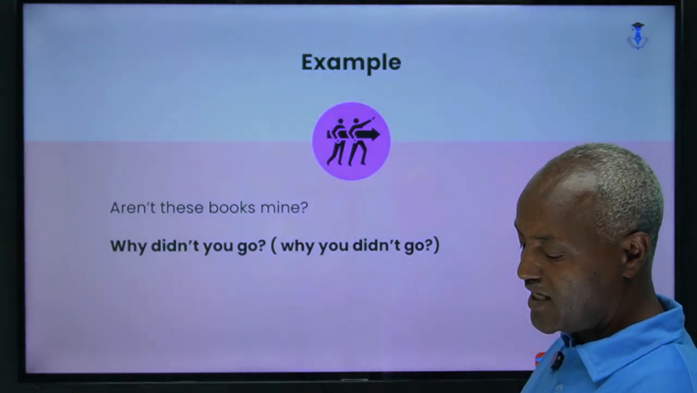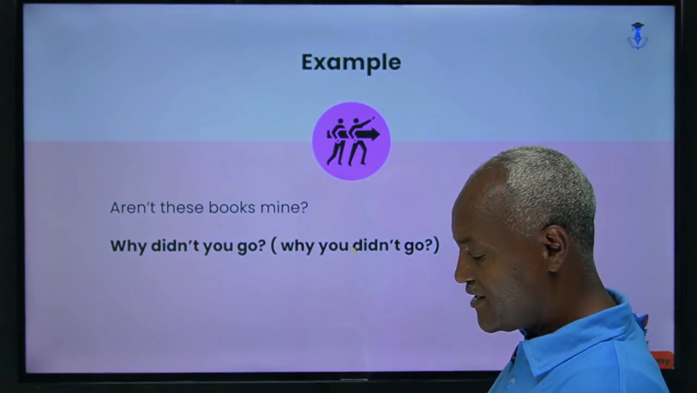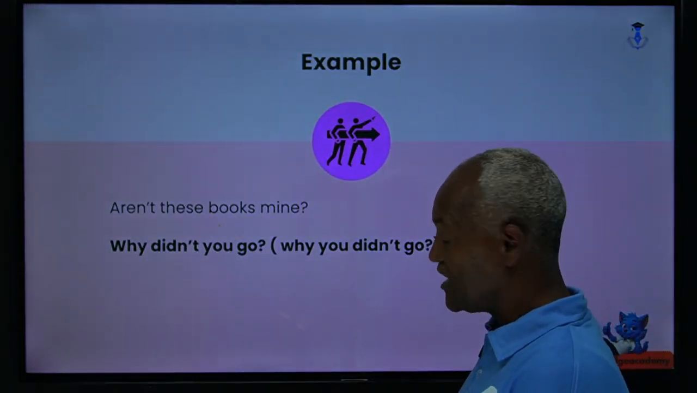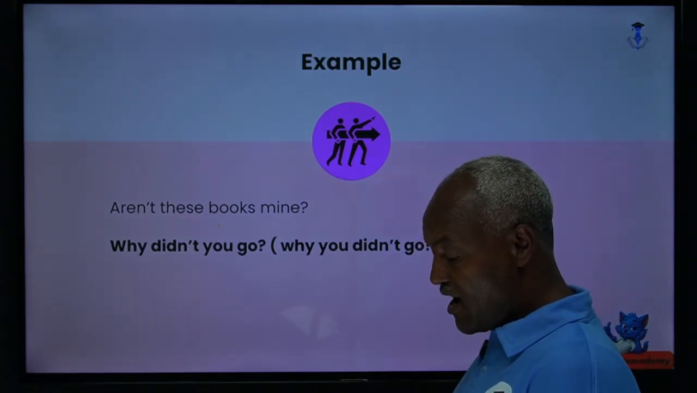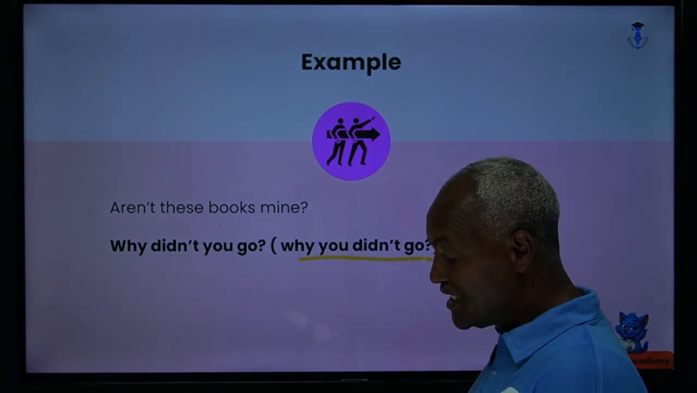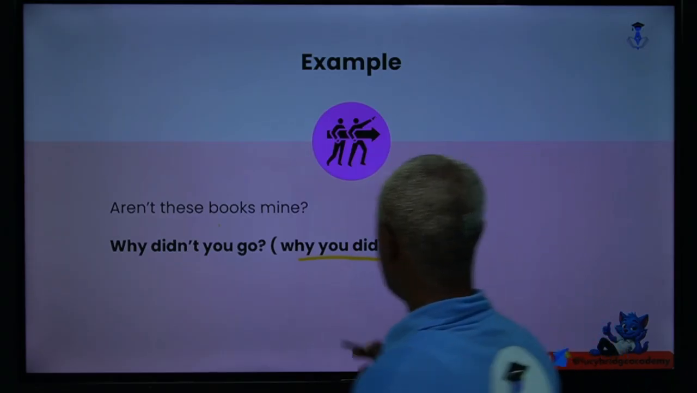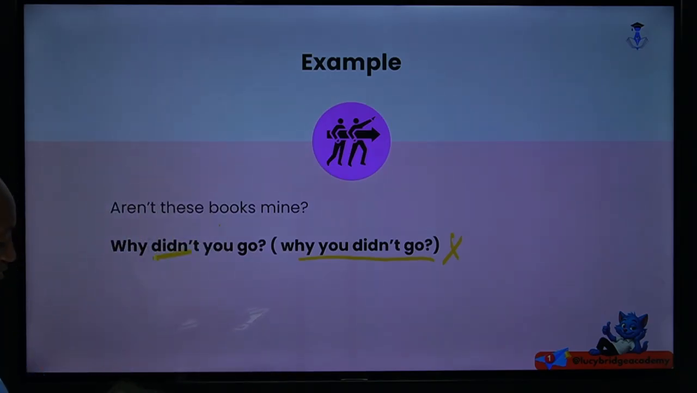So, for instance, here, aren't these books mine? Why didn't you go? The other point is with WH. Why didn't he go? For instance, you can take this like a yes or no question. We don't say "why you didn't go." This is wrong. The auxiliary verb must come immediately before the subject.